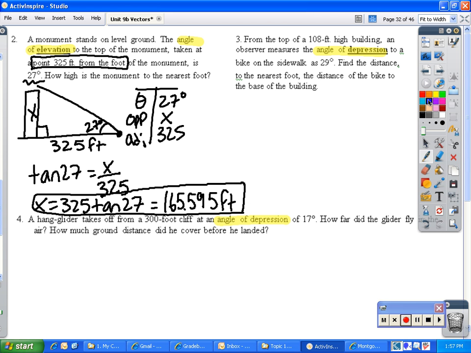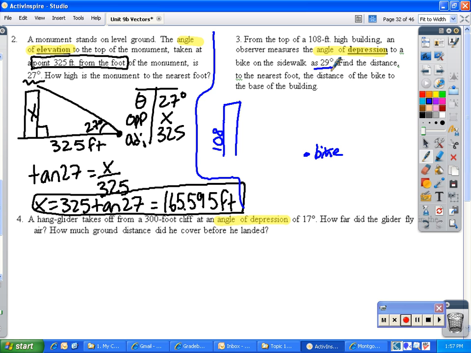Next problem. I'll change the color. From the top of a 108-foot high building, so I'm going to start with a building. The only thing I know about this building is that it's 108 feet high. An observer measures the angle of depression to a bike on the sidewalk as 29 degrees. So basically there's someone up here and they're looking down at a bike. Here's the bike. And they're looking down at an angle of 29 degrees.